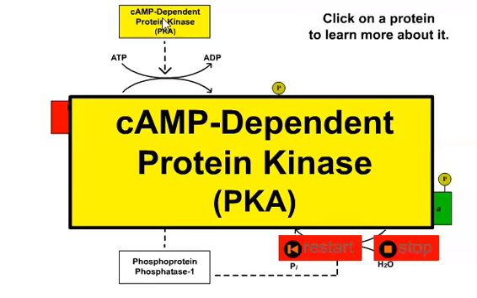PKA is the first in a cascade of enzymes that lead to the breakdown of glycogen to glucose and to the production of cellular energy by way of glycolysis. When activated by the presence of cyclic AMP, which is produced in response to hormonal stimulation, PKA catalyzes the phosphorylation of phosphorylase kinase.